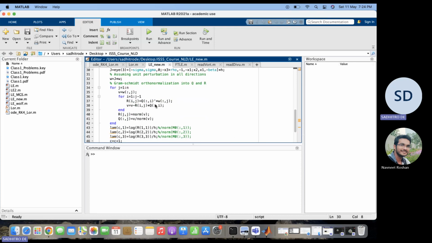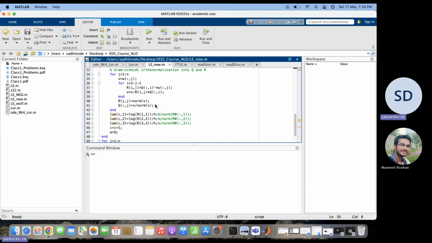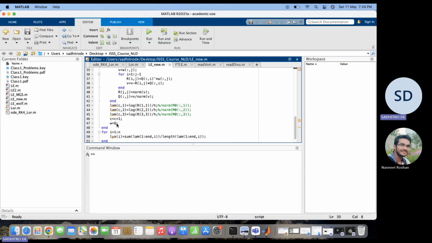So one useful way of doing this Gram-Schmidt procedure is to do a QR decomposition of the matrix W. So basically, it decomposes the matrix W into a matrix Q, which is a matrix of orthogonal vectors, and an upper triangular matrix R, whose diagonal entries basically are the eigenvalues corresponding to the vectors of the matrix Q. Okay, and these eigenvalues of the matrix R, which are the diagonal elements of R, they basically correspond to the three Lyapunov exponents, and they are arranged in decreasing order by default.